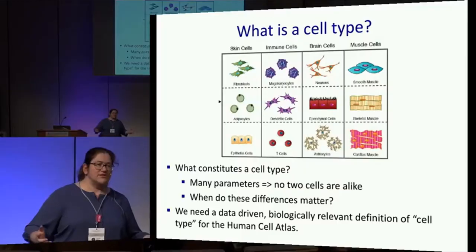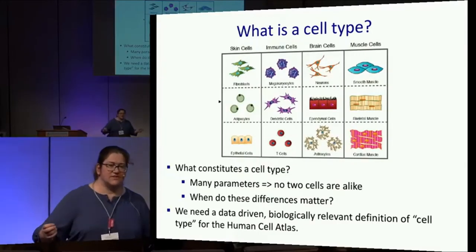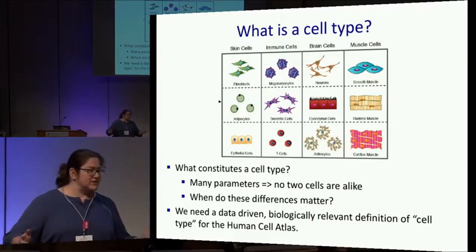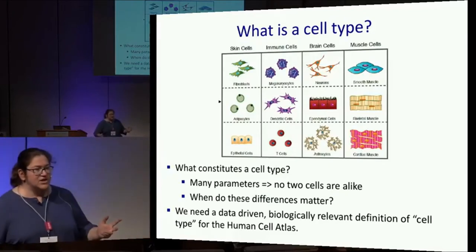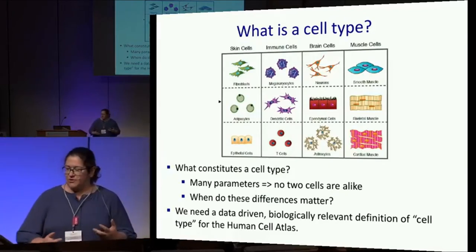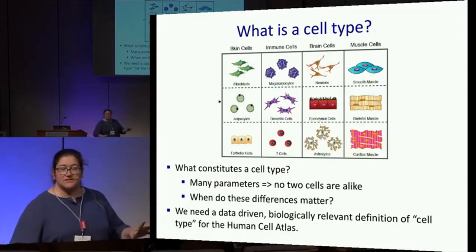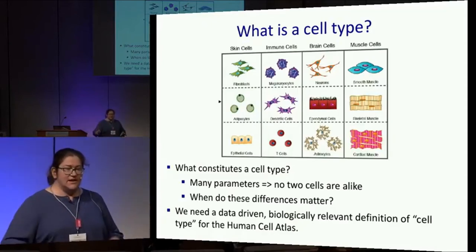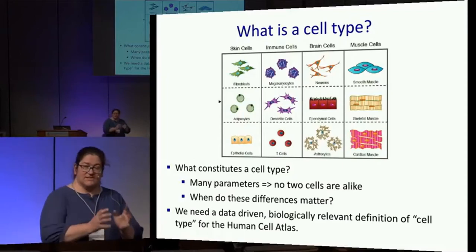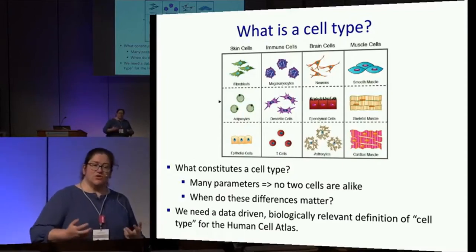But when you collect single cell data, no two cells are the same. Every cell has a different expression profile. But which ones are meaningful? How do we organize them? And there's been some distinction here between cell type and cell state. One of them is more static. The other is more transient.